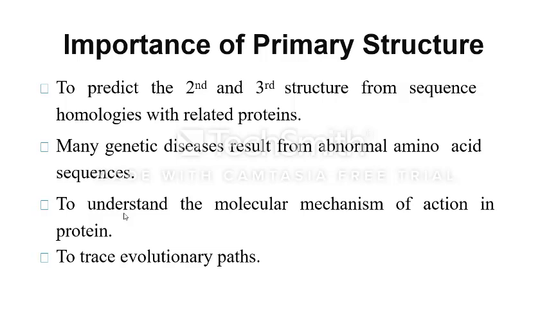So whenever we need to study these abnormalities, we have to find out these genetic abnormalities. We have to study the primary structure of these proteins, and they can be used to understand the molecular mechanism of action in proteins. Proteins are involved in many reactions in the body, and there is a specific mechanism with which they perform. So if we want to understand this mechanism, we should know the structure of these proteins, how they are made up. Then we will come to know how they are performing their function, what mechanism is involved.